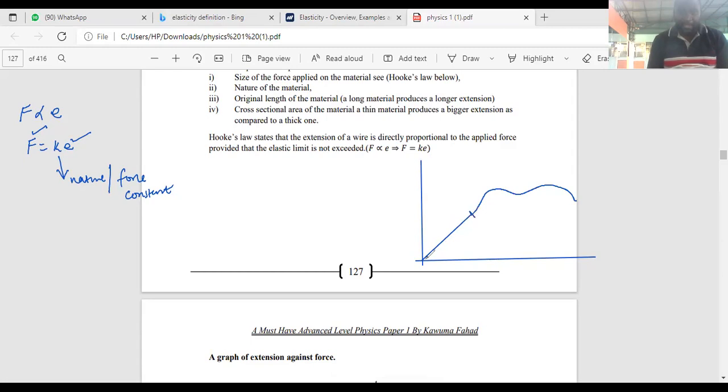Whereby this is point A. Now this is force. This is extension. So this is the elastic limit. This is the proportionality limit. We have the yield point. You have plastic deformation. And then at point E, the material breaks. So if you draw a reverse of the same graph, the reverse is going to look like this.